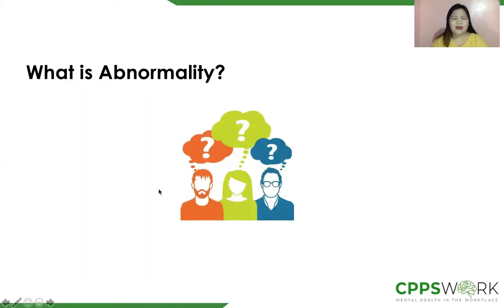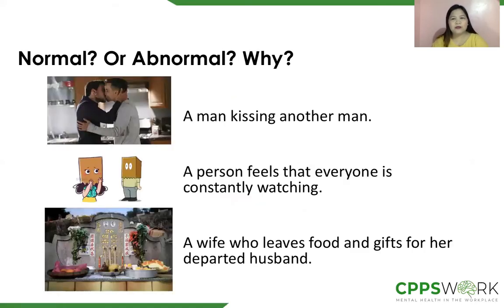Now, let us define abnormality. What is abnormality? I'd like you to look at these behaviors. Okay? A man kissing another man. A person feels that everyone is constantly watching. A wife who leaves food and gifts for her departed husband. Okay? Which among these are abnormal behavior and why?